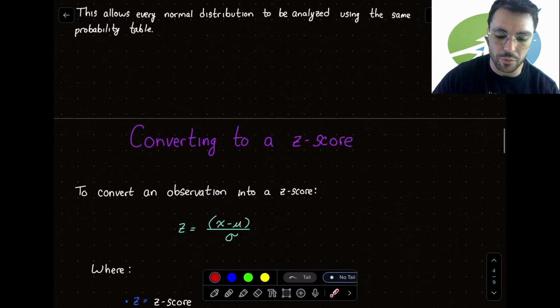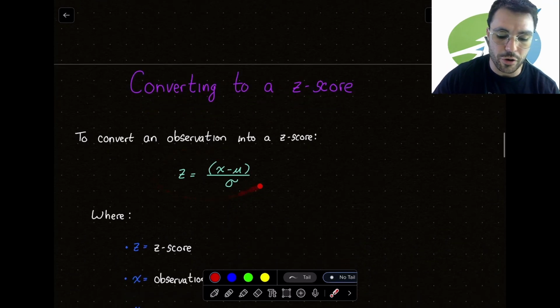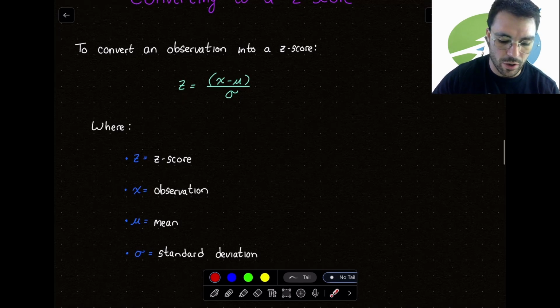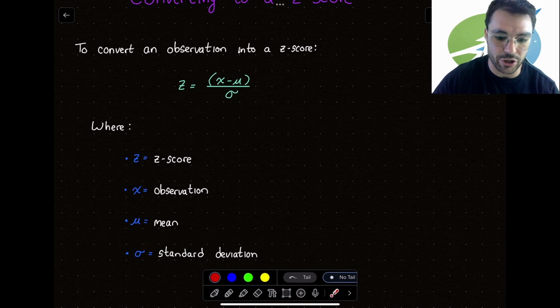All right, so we're going to introduce z-scores here. How do we convert to a z-score? Super simple equation. Z equals x minus mu over sigma, where z is our z-score, x is our observation, mu is our mean, and sigma is our standard deviation.